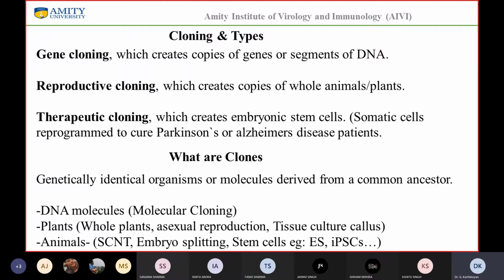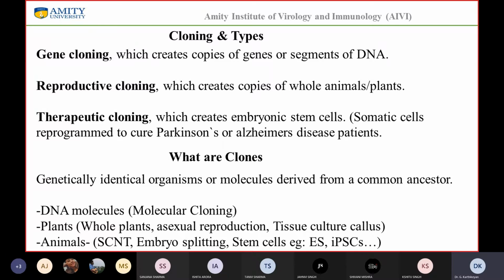It's like something that we are all familiar with. We have, say, a typewritten page, then you go and photocopy it. Photocopy maybe 100 copies, and then you won't see any changes in it, right? It is something like that. Okay. So when it comes to copying DNA molecules, it's called molecular cloning or gene cloning.